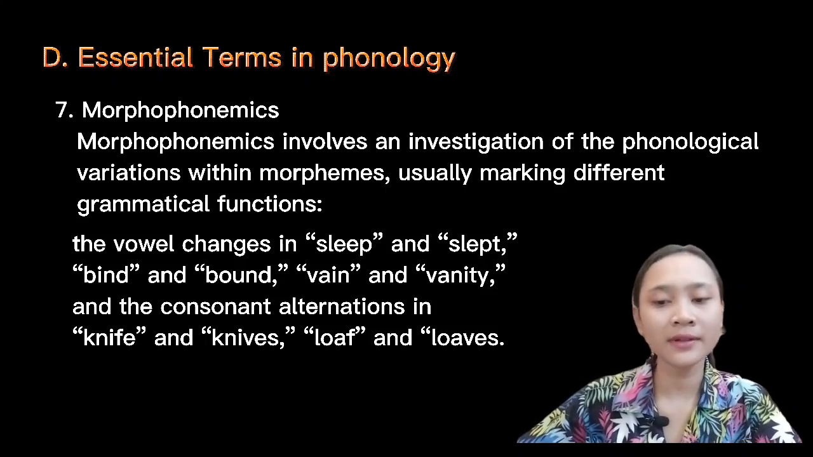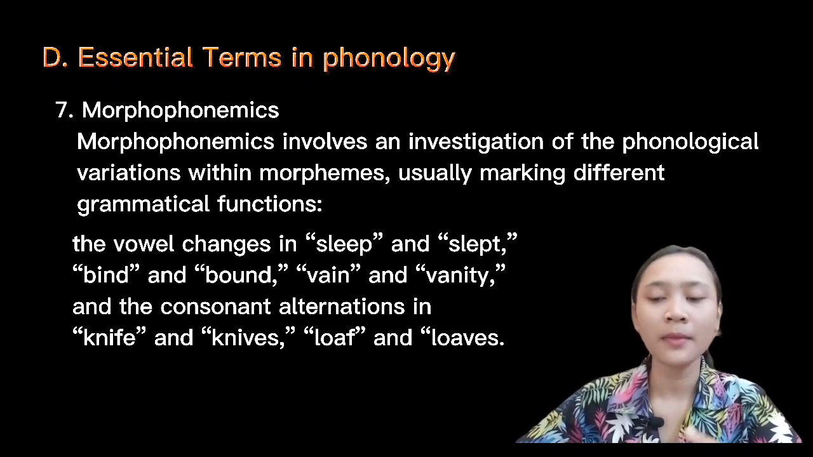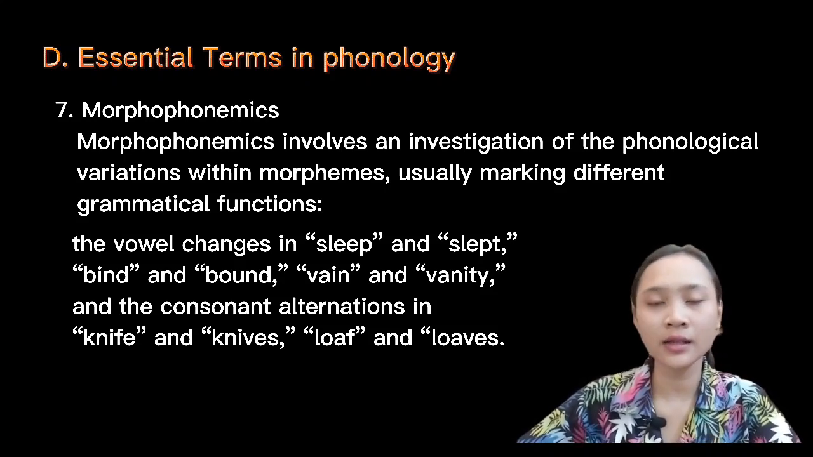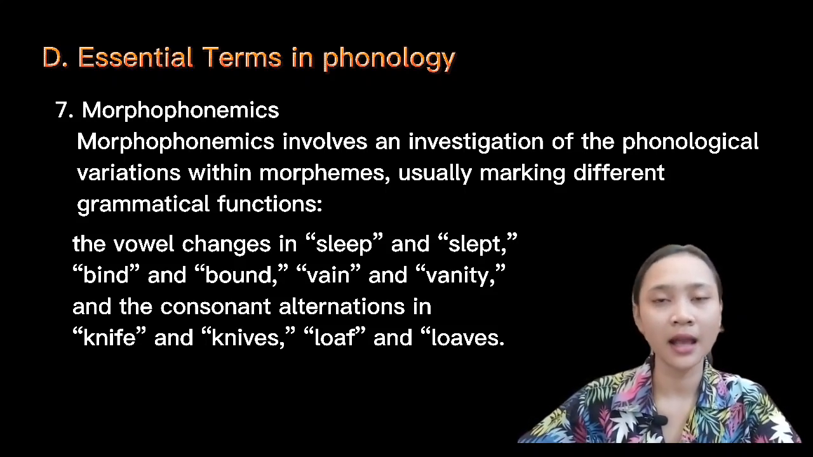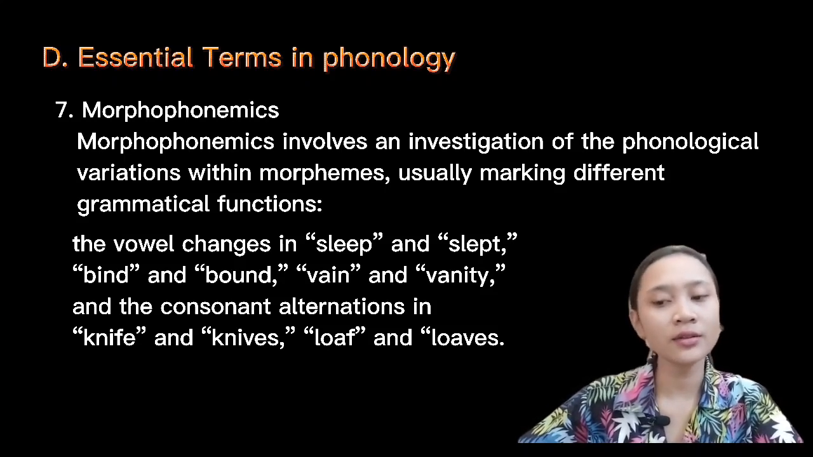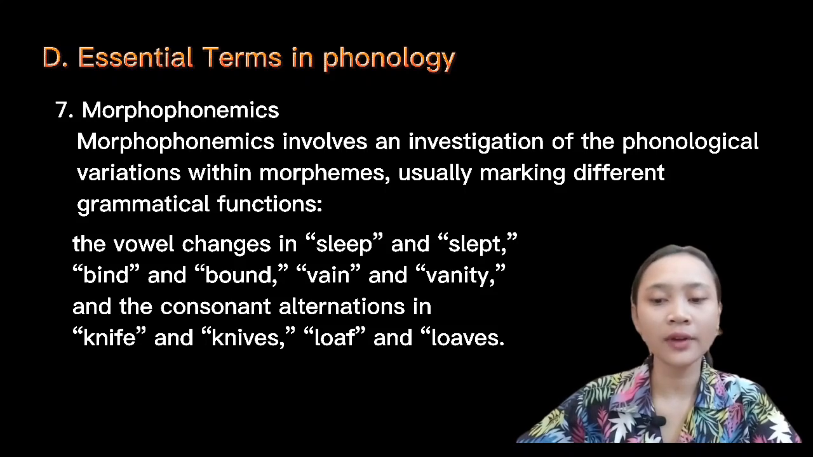Morphophonemics involves an investigation of the phonological variance within morphemes, usually marking different grammatical functions. The vowel changes in sleep and slap, bean and bone, vein and vanity, and the consonant alternations in knife and knives, and loaf and loaves.